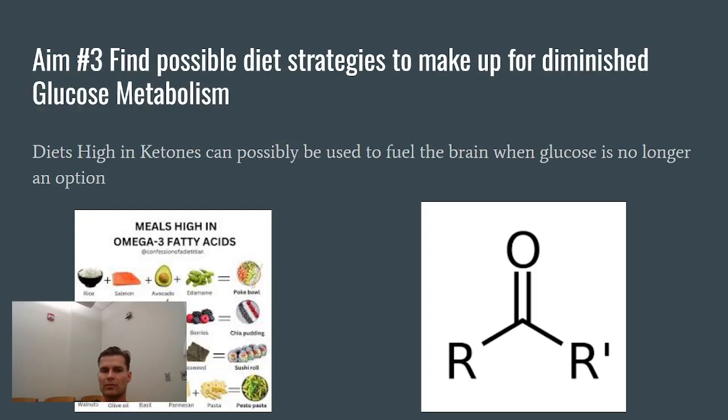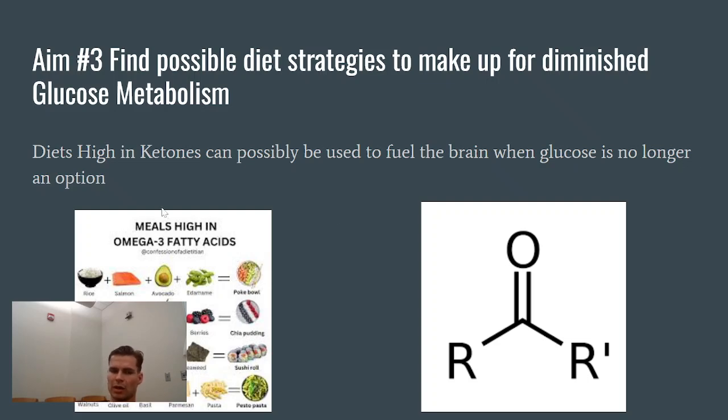microglial health and function. And then the third aim is I want to possibly find diet strategies, find data for diet strategies that work to make up for diminished glucose metabolism. So, for example, if we can't get insulin sensitivity back in the brain, I want to see if there's any data that suggests that there's different diets that can be high in ketones that can possibly make up for glucose and fuel the brain when glucose is no longer an option. And as I talked about earlier, our brain prefers glucose, but in some cases, it might be better just to find something that works and have, let's say, 60 to 70% of our brain's optimal function than none.